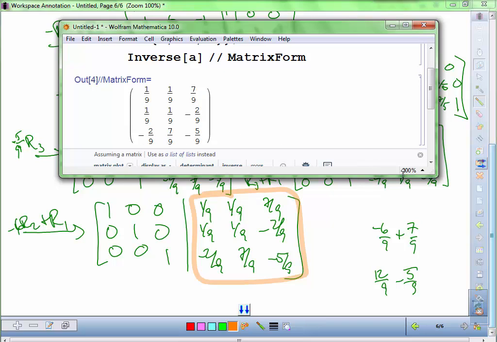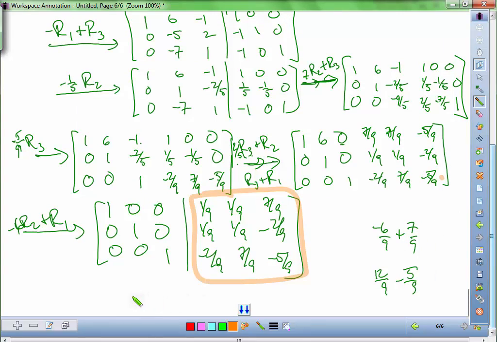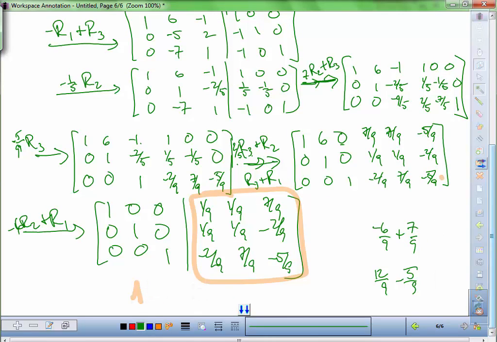Whew, look at that. So this is your inverse. So A inverse is equal to that. So that's how you would find the inverse using the Gaussian reduction.